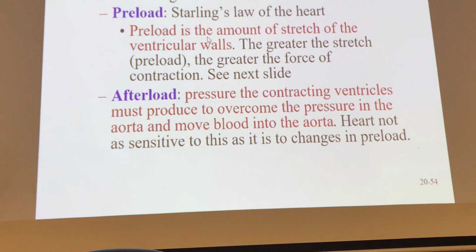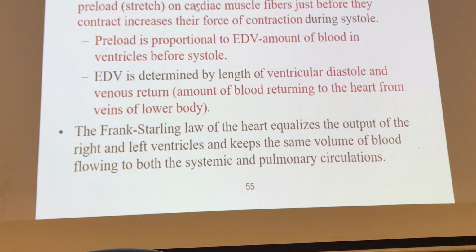Right, so preload is good, afterload is usually bad, and this law of the heart, we're going to see that this Frank-Starling actually has a law of the heart, and in chapter 21, he actually has a law about the arteries and blood vessels too. So the greater the stretch, the greater the preload, the greater the amount of blood you can eject out, the greater the stroke volume, in other words. So preload is proportional to the end diastolic volume, or the amount of blood in the ventricles immediately before systole.